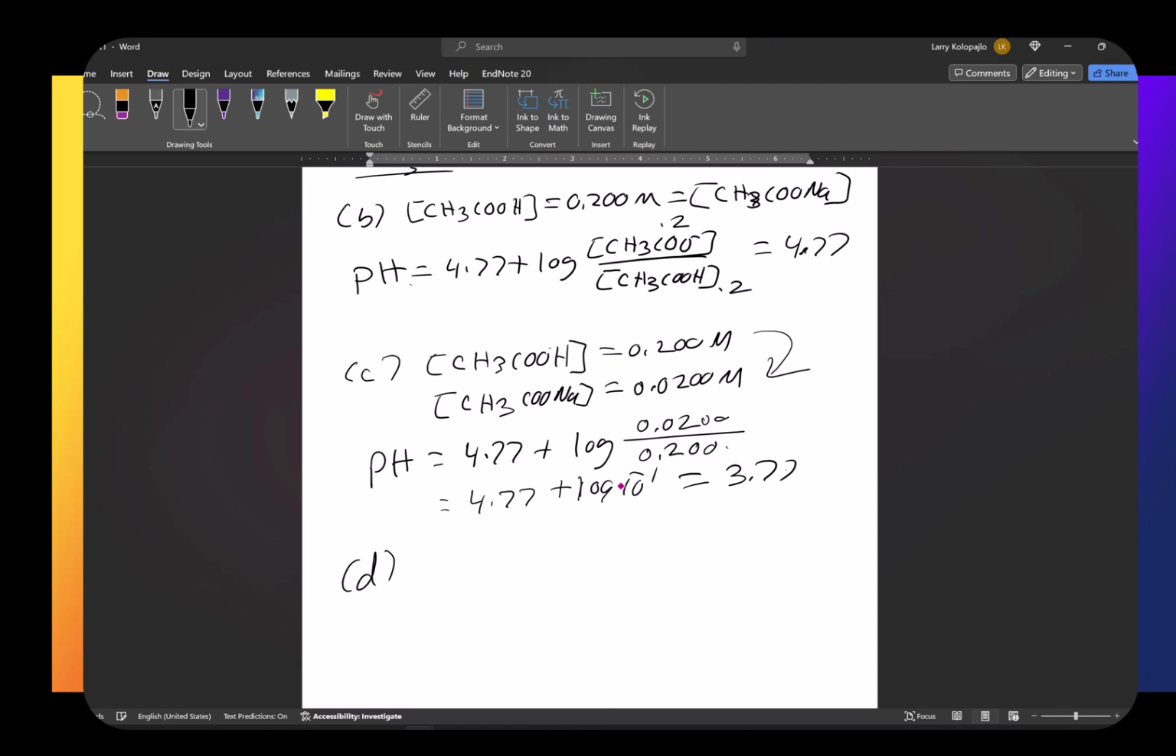And then D here, we just have the reverse. pH is 4.77 plus log. The denominator is the acid, 0.02. The numerator is the salt, which is the same as the conjugate base. You can see that the numerator is 10 times the denominator, so we get 4.77 plus log of 10. Log of 10 is 1, 5.77. When we have more conjugate base than acid, the pH should be higher than the pKa.